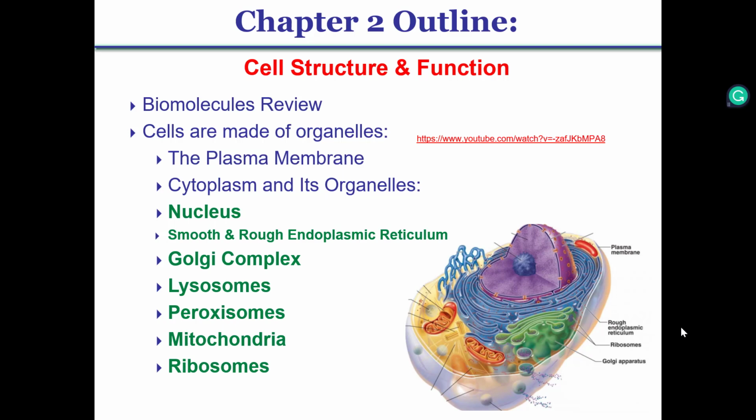So today in Chapter 2, we'll do a review of the biomolecules. There are 4 of those. Just like we had 4 primary tissues from Chapter 1, in Chapter 2, the biomolecules, which is where we'll start, include sugars, fats, proteins, and nucleic acids. So we'll look at those and then we'll dive into cell structure and function.